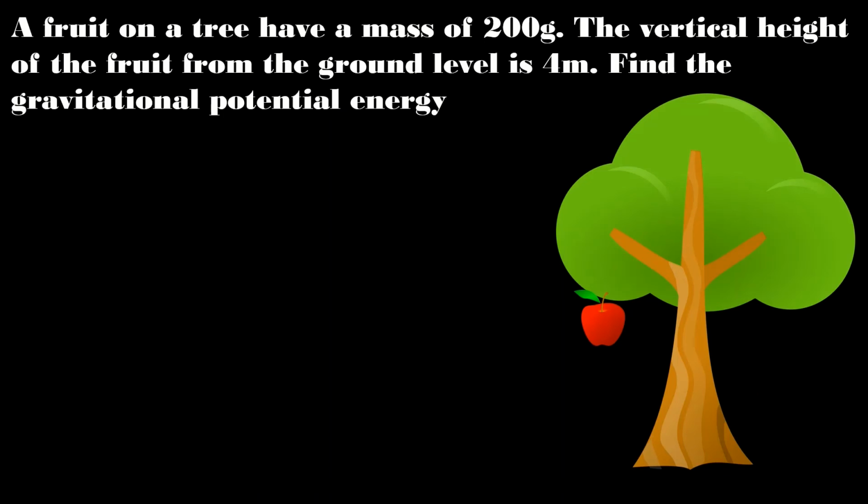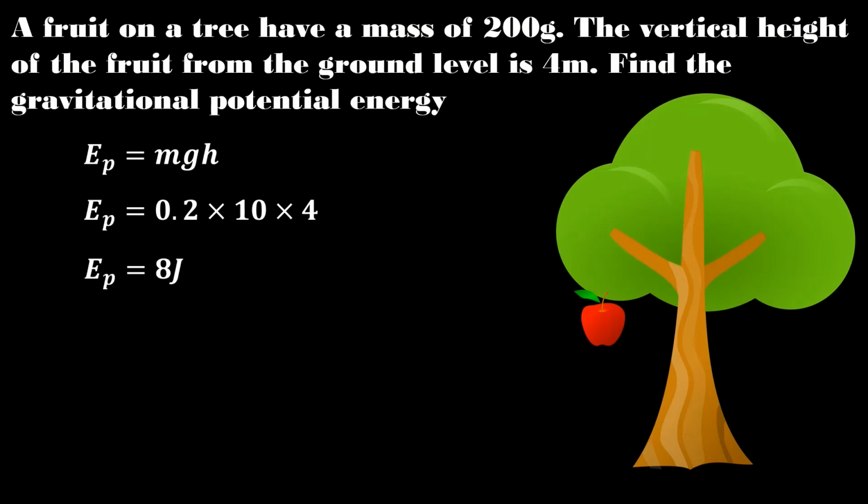Same as before, let's calculate the energy. The equation: potential energy is equal to mass into gravity into height. Instead of mass, we write 0.2 kilograms. Instead of g, we write the gravitational acceleration, which is 10 meters per second squared. And finally, the height is 4 meters. Let's find the answer. Potential energy is equal to 0.2 times 10 times 4, which is 8 joules. Now there we go. That's how you use the equation.